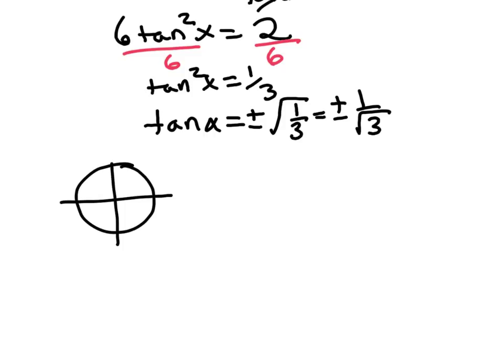Remember that the value of tangent is sine over cosine. If sine of theta is given by the y-coordinate on the unit circle and cosine theta is given by the x-coordinate, then we're looking for when the ratio y over x in terms of points on the unit circle is equal to either positive or negative 1 over the square root of 3.